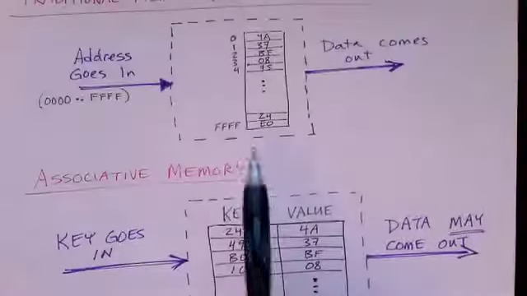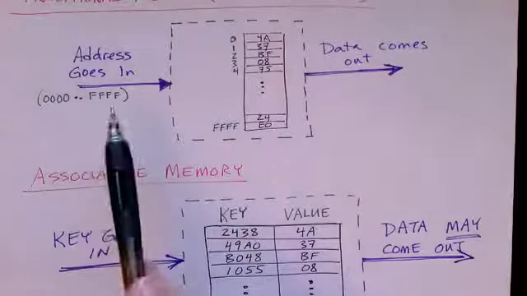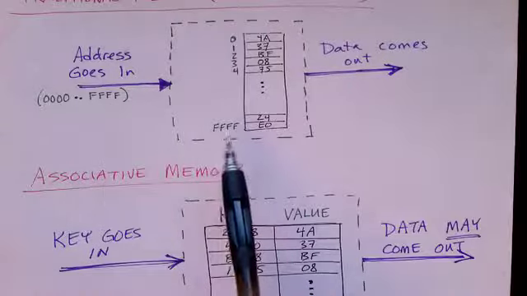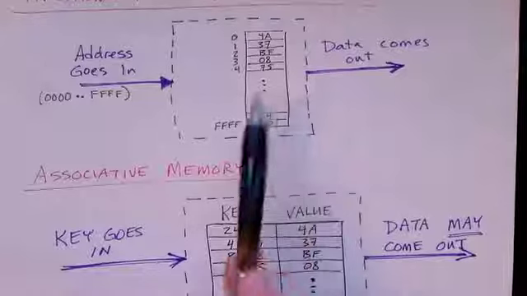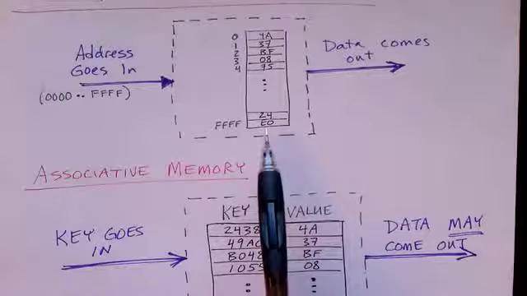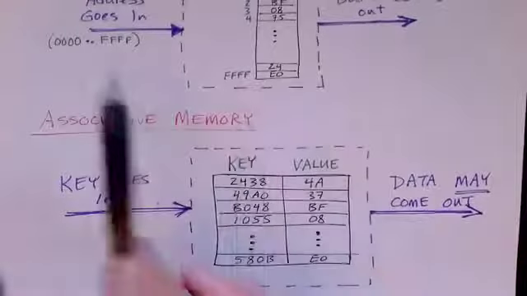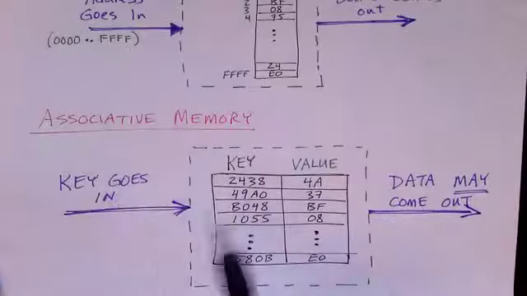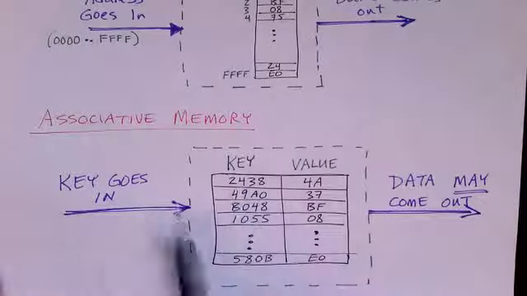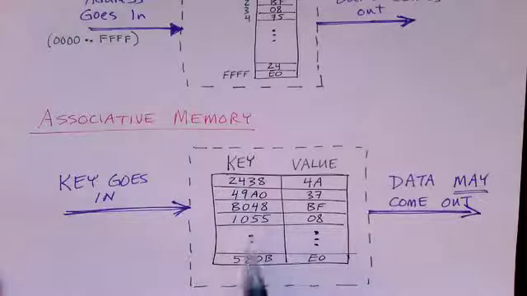Okay? In the case of a normal memory, it doesn't matter what address you put in, there is a byte there for that address, so something will come out. And in this case, you've got 64,000 different bytes, so something will come out because you've only got 64,000 different addresses. With an associative memory, the keys may be much larger. You may not have very many lines, and typically these things don't have very many lines. They might have 16 or 32 or maybe 512 lines, but they don't have 64,000 lines.